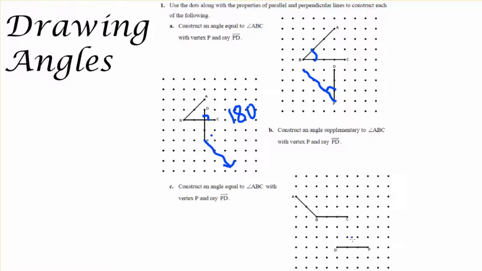Lastly, I want to construct an angle that's equal to ABC with vertex P and ray PD. Now, because BC is parallel to DP, I must make an additional parallel side, and those two angles will be congruent. Even though I made that angle from the wrong vertex, you can still see the same idea being illustrated.